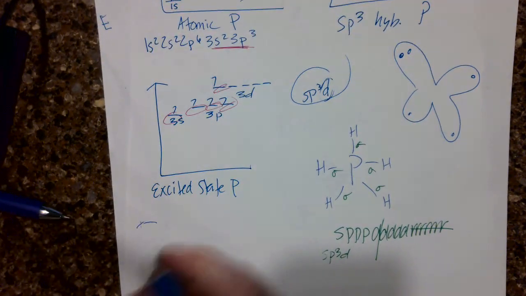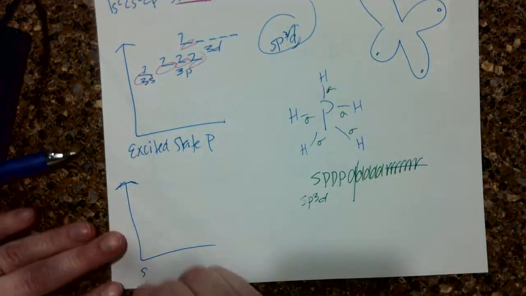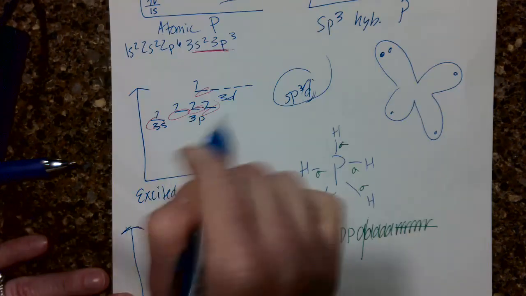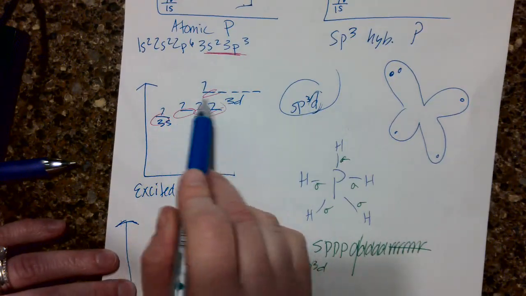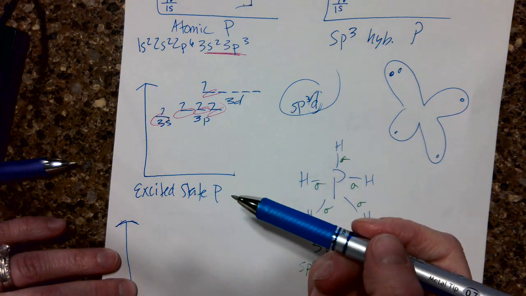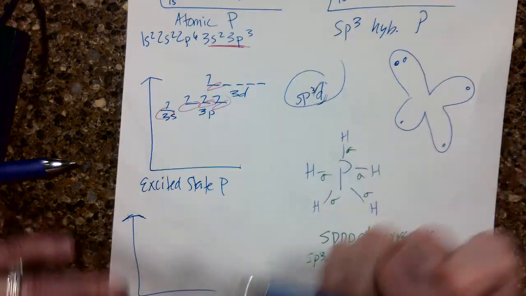Oops, I should be using blue. So this is for sp3d hybridized phosphorus. And I'll just do it in the valence shell to save time. I took an s, three p's, and a d. So I'm going to be higher than the p, right? Because I have a little bit of d mixed in now. So I've got to be a little bit higher than where those were.